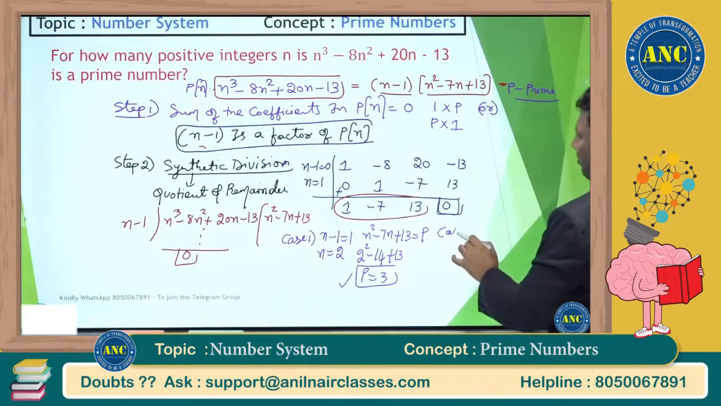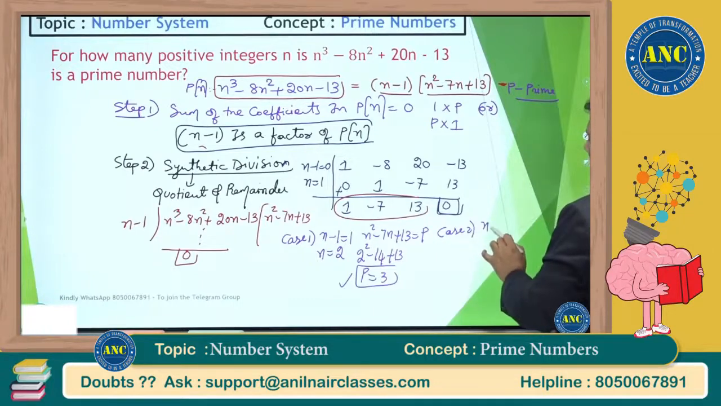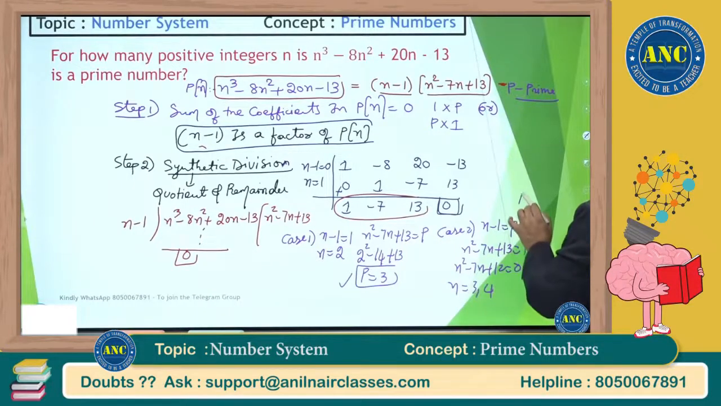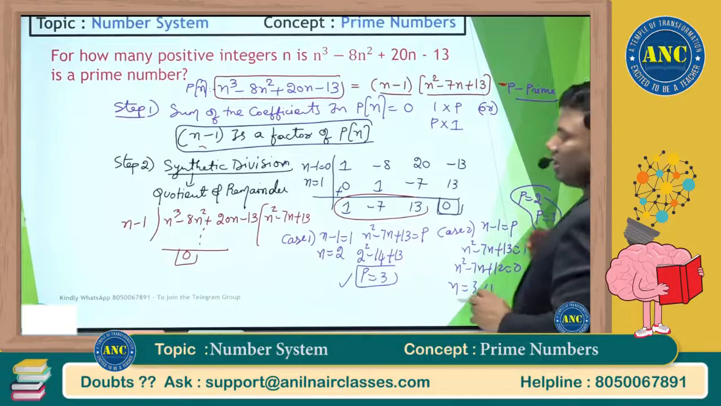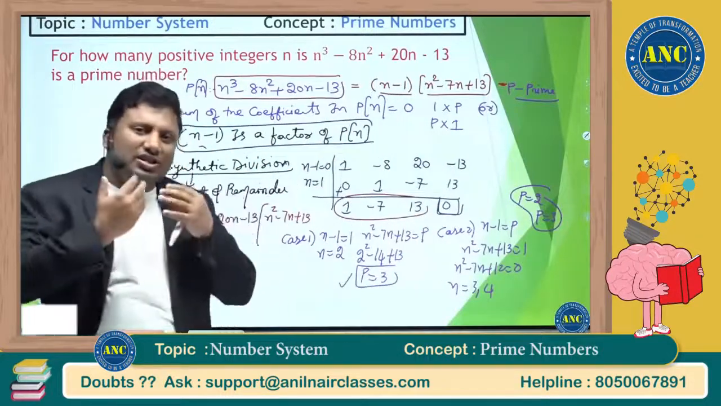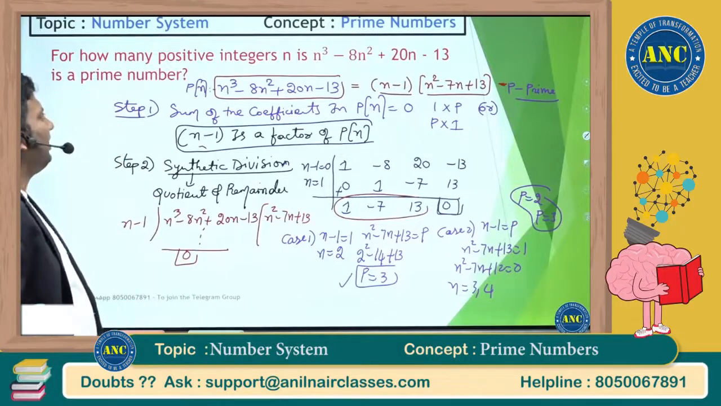What is case number 2? n minus 1 is equivalent to P, n square minus 7n plus 13 equivalent to 1. n square minus 7n plus 12 equivalent to 0. n is 3 comma 4. 3 minus 1, 2, prime number. 4 minus 1, 3, prime number. How many values did we get? 3 values we got. Very easy question. It just seems like a tough question, but actually it is easy.